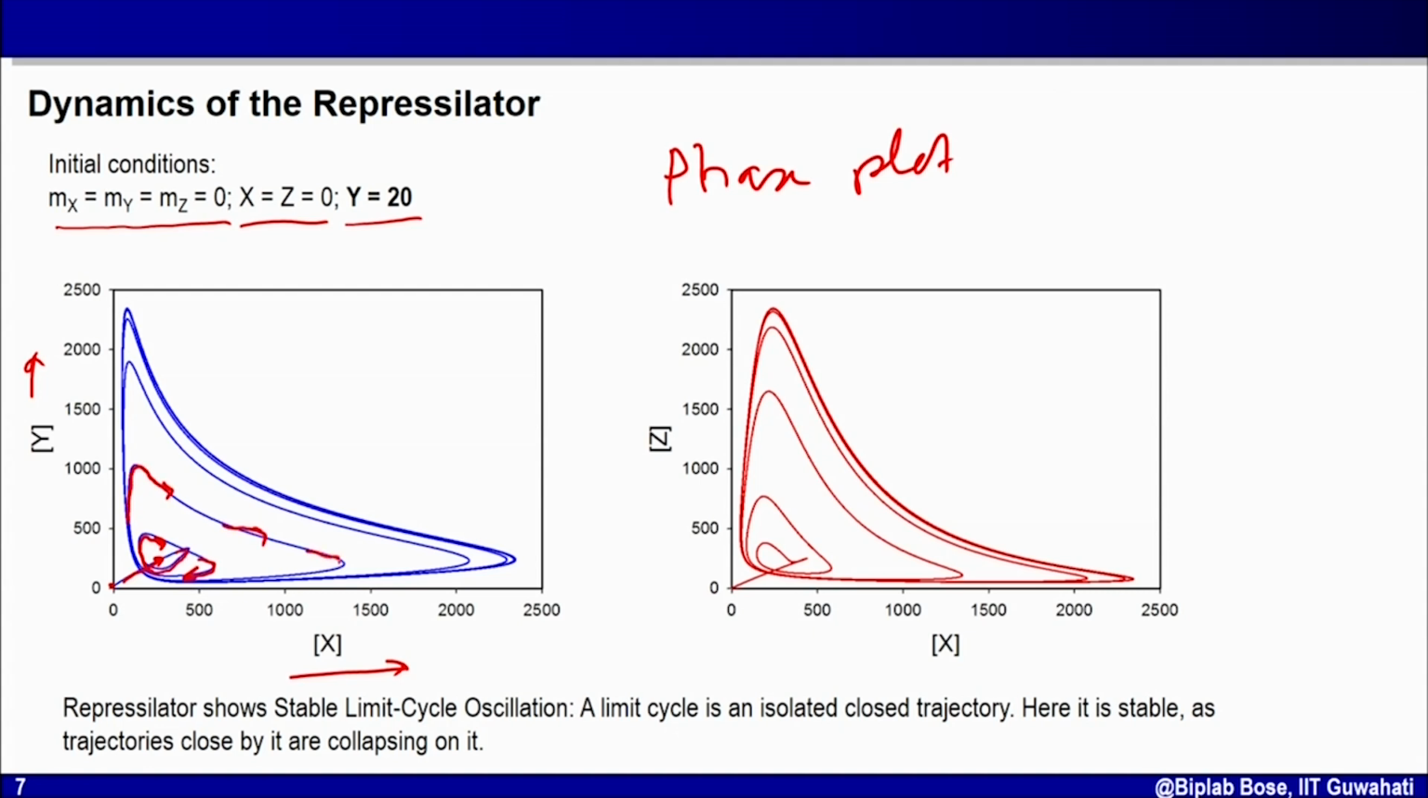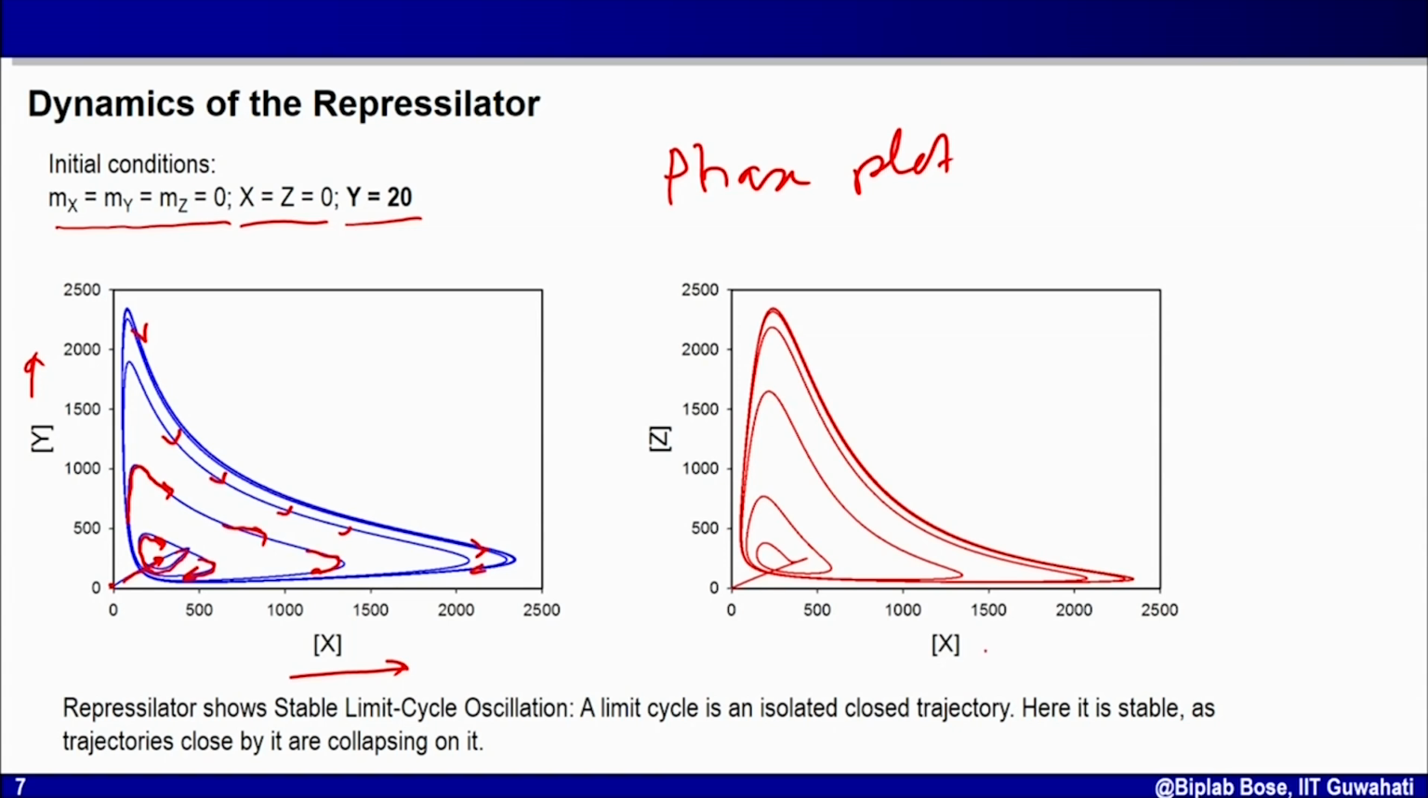The amplitude is increasing, and slowly we reach this trajectory where the amplitude is much higher. Then eventually we reach this final trajectory where the system keeps on moving in the same loop.